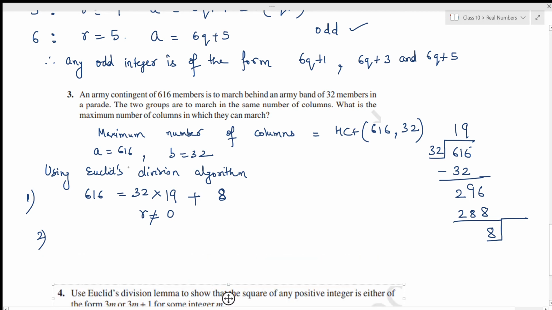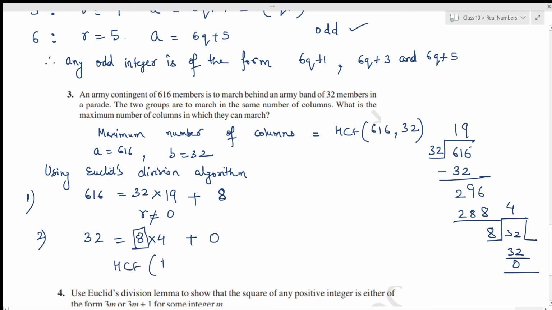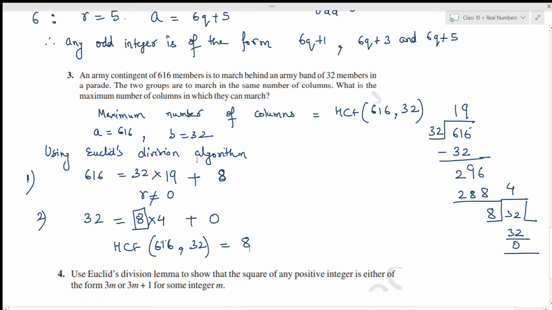As the remainder is not 0, now this 32 will come over here and I have to divide it by the remainder. So 32 will come over here, 8 fours are 32, so the division is complete. So 8 into 4 plus 0. So what you see, the HCF of 616 and 32 is 8. So the number of columns in which the members can march is 8. So that will be your answer.